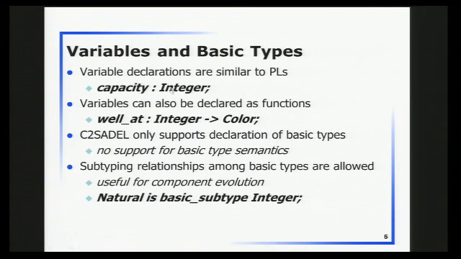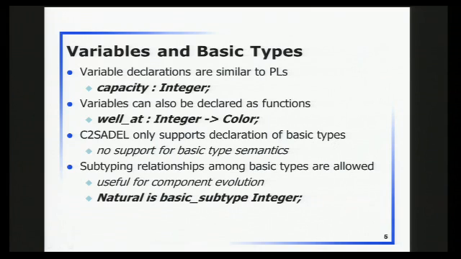Here integer is the type you would like to have capacity to be, right? So this is the definition of a regular state variable or local variable. And another feature provided by C2 SADL is that the variable can also be declared as a function. A function is a mapping between two variables. So, for example, when we try to locate a specific tile or position a tile in a specific place in the well, we have to map the integer to the color, right?